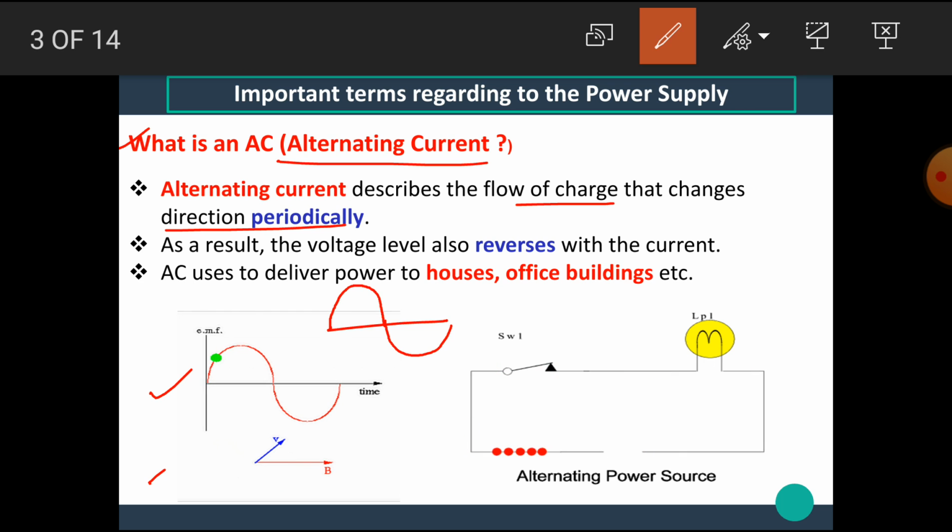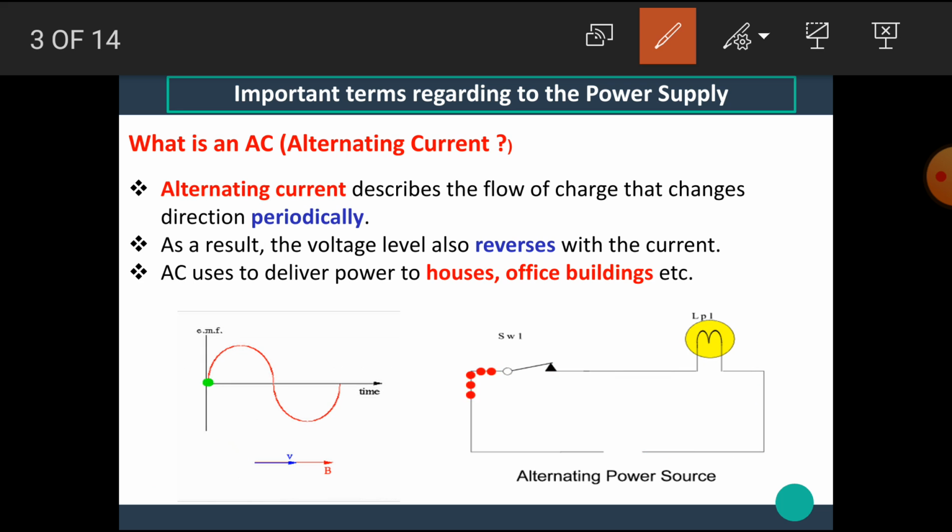This is the waveform of the alternating current, in which we can see that this waveform is of sinusoidal type. That means it contains some positive part as well as some negative part after a fixed interval of time. Okay, I hope you all understand what is meant by AC. Let's see once again. AC, that means alternating current, is a current which has positive as well as negative values. As a result, the voltage level also reverses with the current.